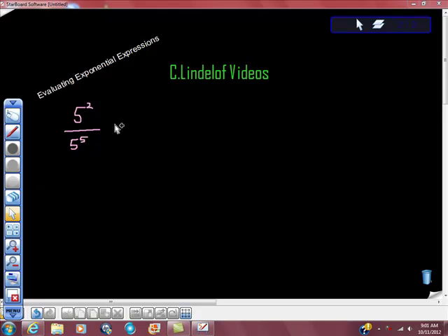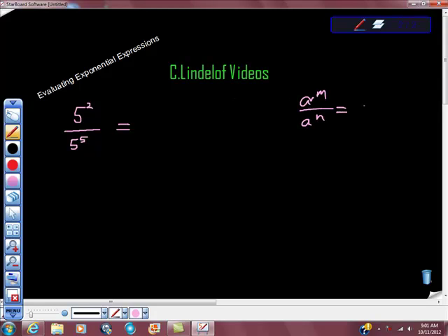So, evaluating exponential expressions. Here's the first one. Just use the rules, right? This is a to the m over a to the n, which is a to the m minus n. So we'll do that. We'll get 5 to the 2 minus 5, which is equal to 5 to the negative third. And we use this rule.